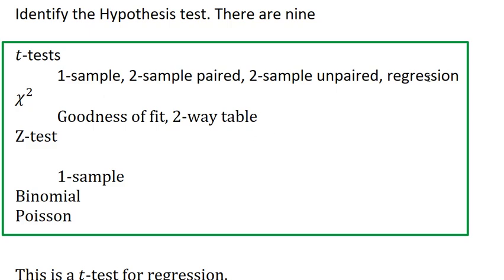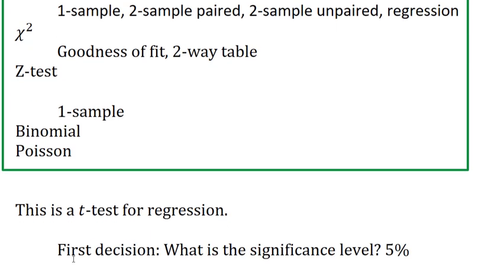And now this question, I think, is very clearly about correlation. Correlation is another word for regression. So this is quite an easy one to spot. We're going to do a t-test for regression. So the first decision is, what is the significance level?